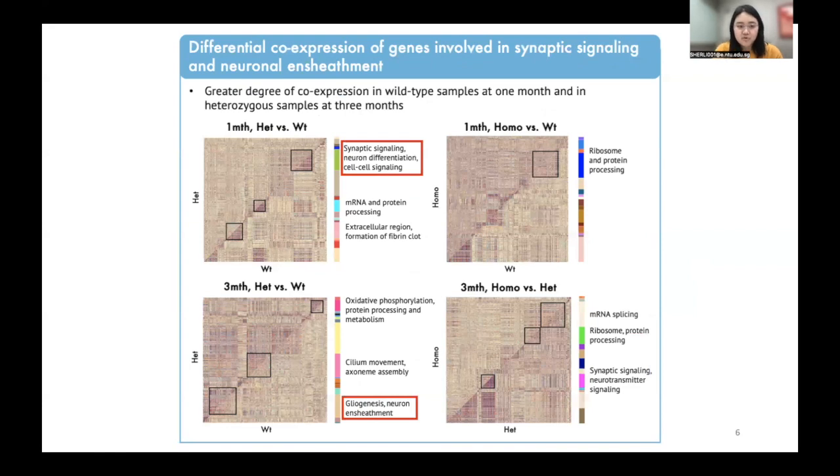So looking at differential co-expression to compare how the gene regulation could differ across genotype conditions, from 1 month old, we already see that the mice have differential co-expression in synaptic signaling and neuron differentiation, suggesting that these processes are being affected from a very early age. And in 3-month-old mice, we also see that the differential co-expression occurs with genes associated with gliogenesis and neuron enrichment.